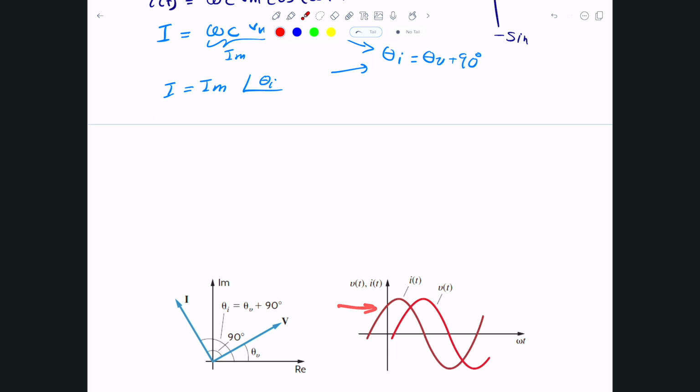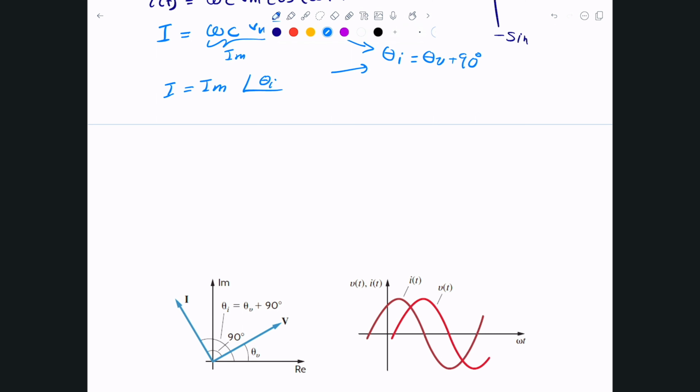If you take a look here, you will see that the current reaches its maximum before the voltage because it's leading it by 90 degrees. An inductor opposes the change in current in the time domain. In the phasor domain, it lets the current lag behind the voltage. A capacitor, on the other side, opposes the change in voltage in the time domain. So in the phasor domain, it lets the voltage lag behind the current by 90 degrees, or the current lead the voltage by 90 degrees.